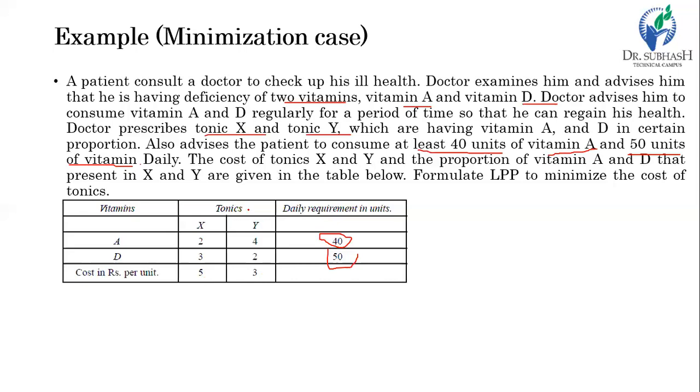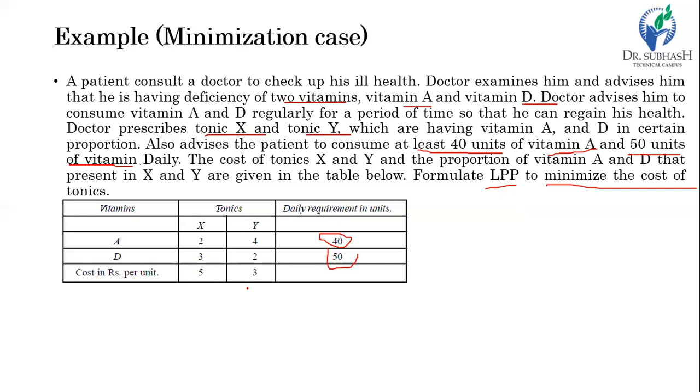So from this given data, the task is to formulate the linear programming problem to minimize the cost. So our objective function must come from this last statement, formulate the LPP to minimize the cost. So from this sentence, we can say our objective function must be a minimization case, particularly here the minimization of cost. And in the context of this minimization case, our cost coefficients must be the unit costs of X and Y, say 5 rupees and 3 rupees here.